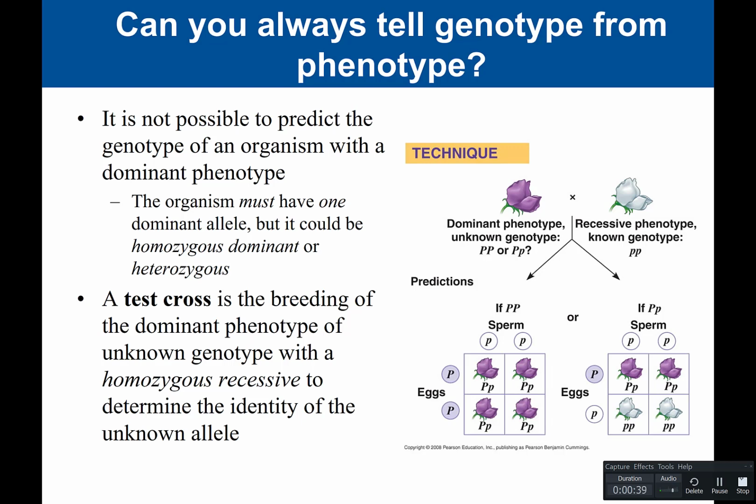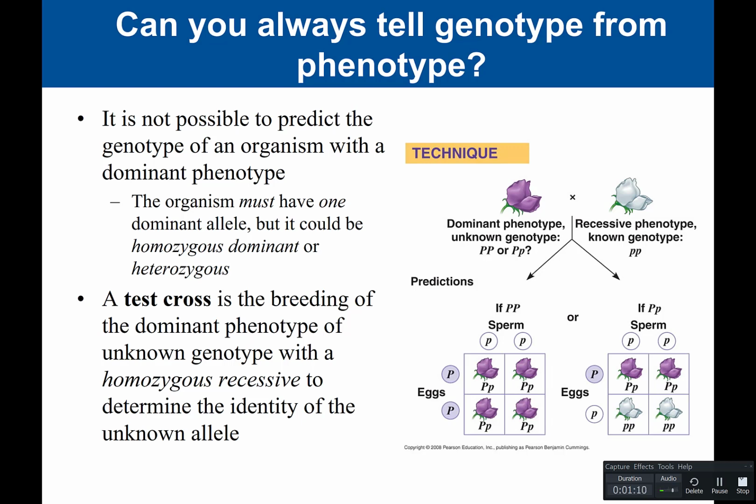On the flip side of this, if we have a dominant phenotype, meaning a purple flower plant, just by simply looking at them, there's no way to know its genotype. In order to determine its genotype, we need to do what's called a test cross. And so that unknown purple flower plant could be homozygous dominant, it could be big P, big P, or it could be heterozygous, big P, little p.